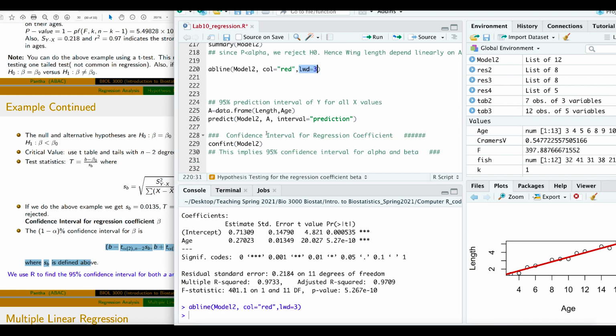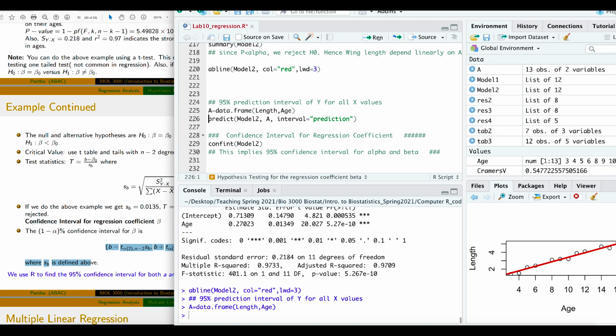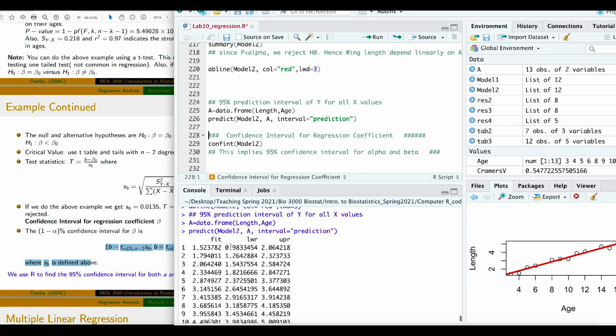Okay, now the 95% confidence interval and the prediction interval. That's the prediction interval for y values. That's the fit and the prediction interval. But the confidence interval gives you the beta values. The prediction interval is basically the confidence interval for the fitted y values, right? From your model, you find the y values for each x value. Those y values also have a confidence interval. That is called the prediction interval.